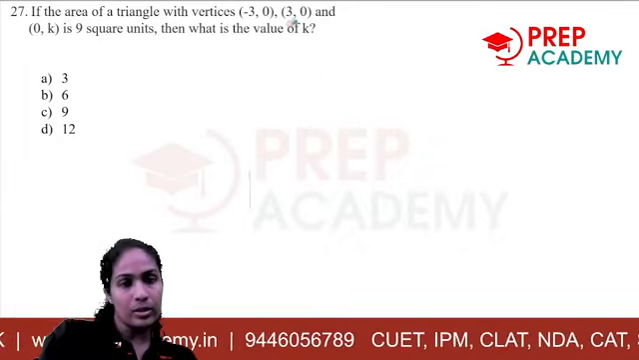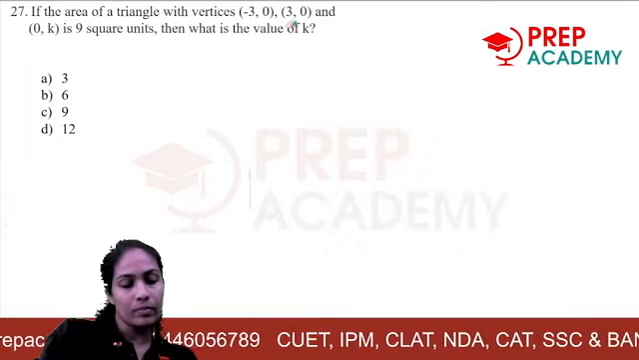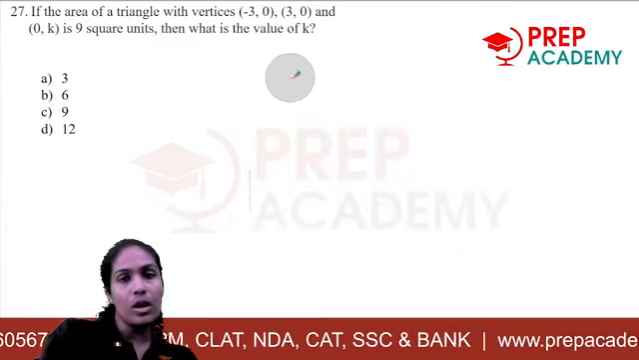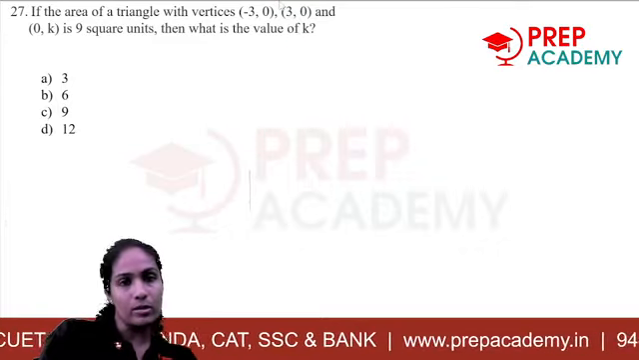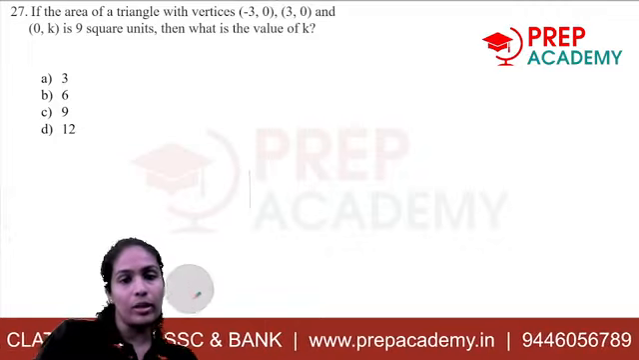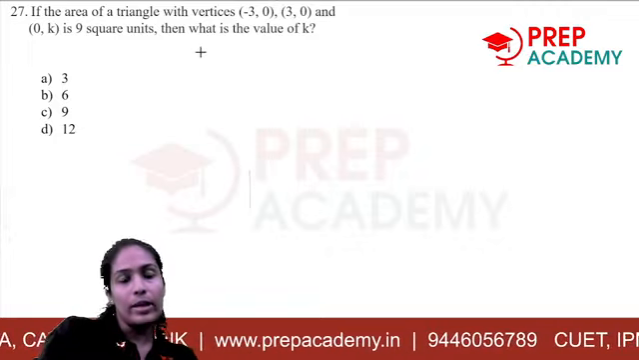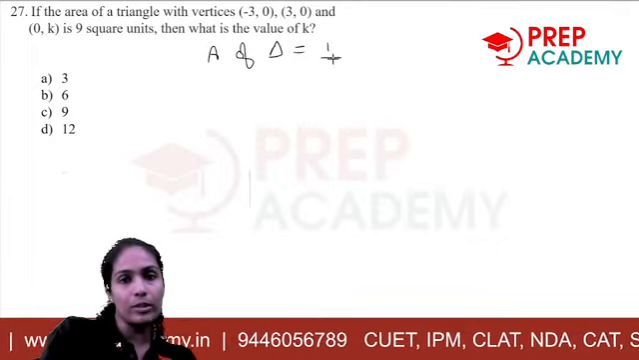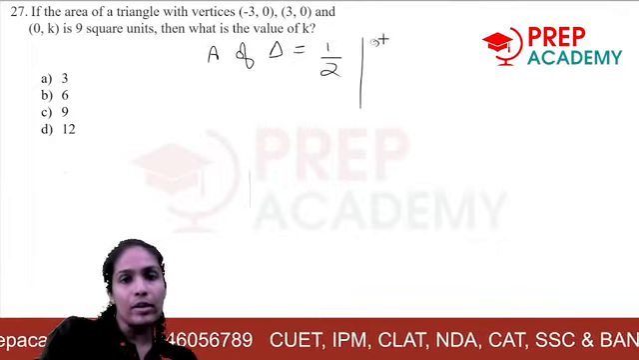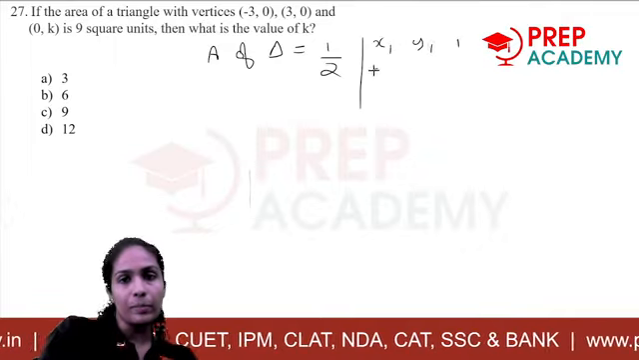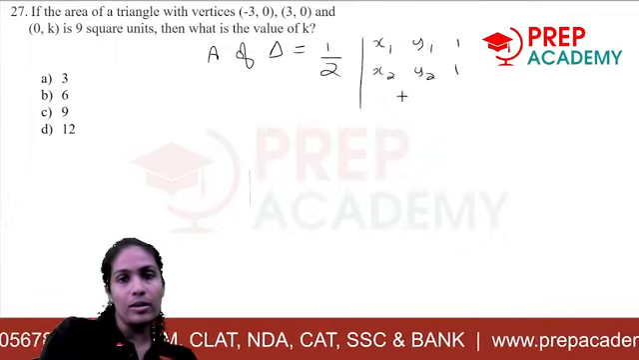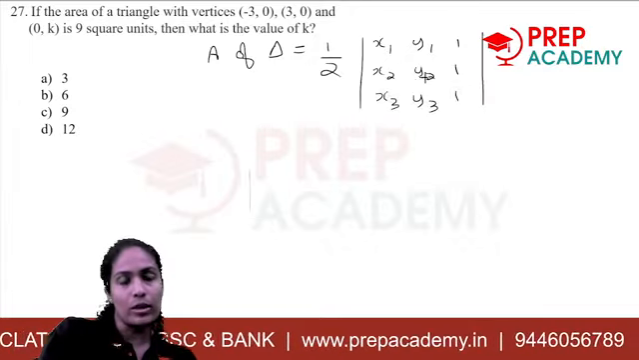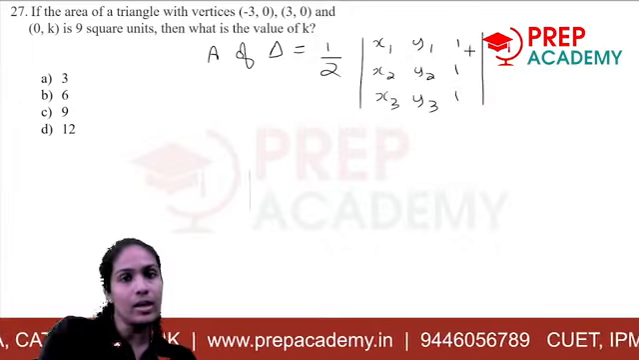Now, next question. The area of a triangle with vertices (-3, 0), (3, 0) and (0, k) is 9 square units. What is the value of k? We already know that the area of a triangle is half into the determinant of x1, y1, 1; x2, y2, 1; x3, y3, 1, where (x1, y1), (x2, y2) and (x3, y3) are the three vertices of the triangle.